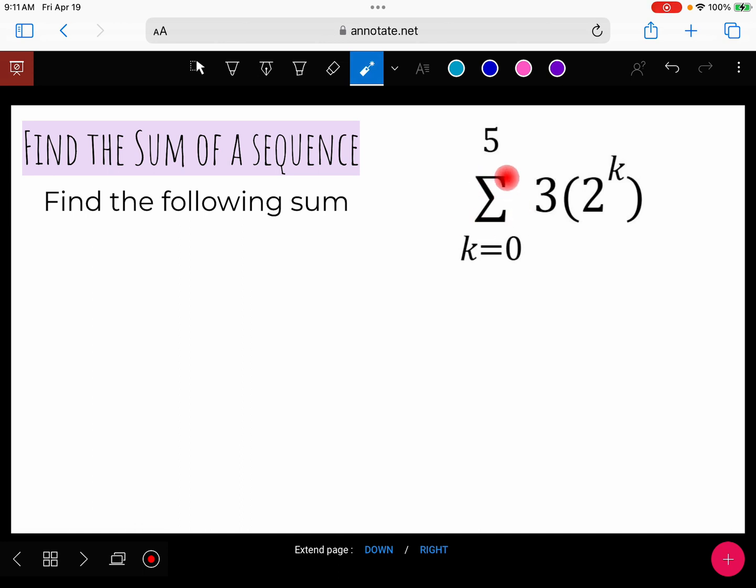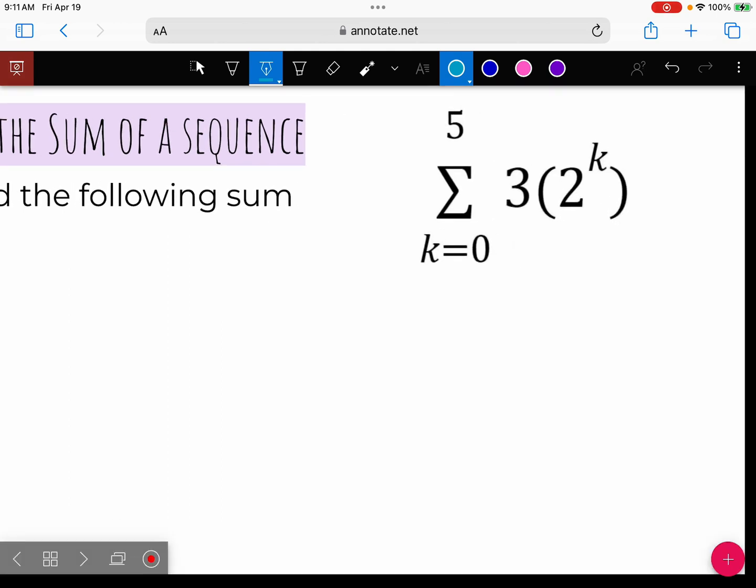So we've got the sum from k equals 0 to 5. And that's the order that we read it in, as we say the sum, that's our sigma, from the bottom to the top. So the sum from 0 to 5 of 3 times 2 to the k. If I'm starting at 0 and going to 5, how many terms are there going to be? 6 terms.